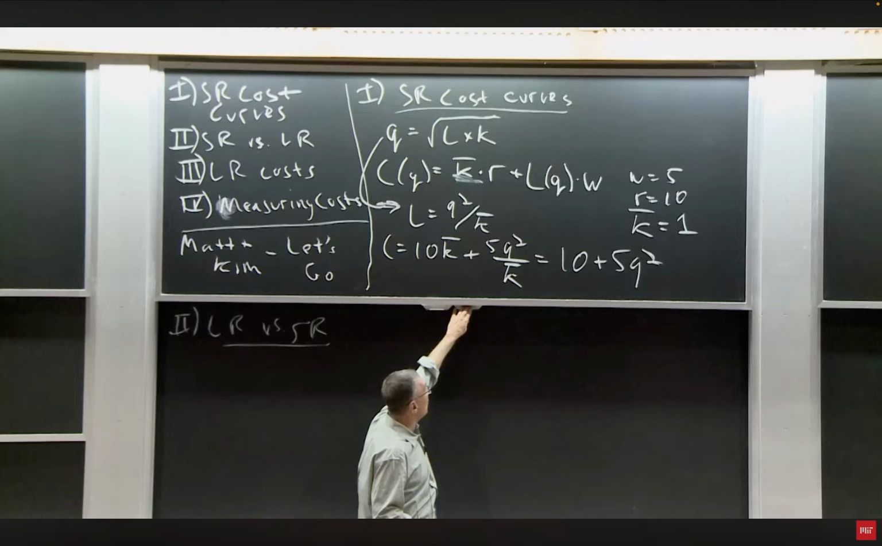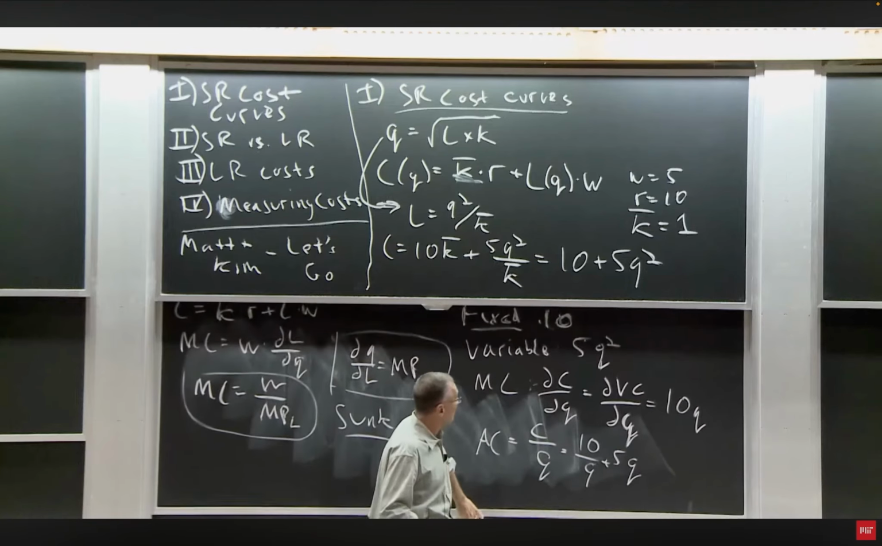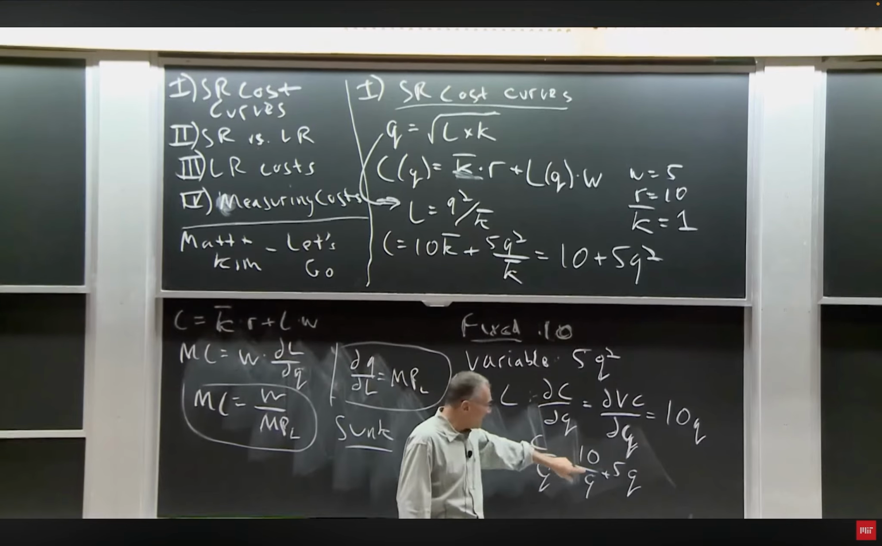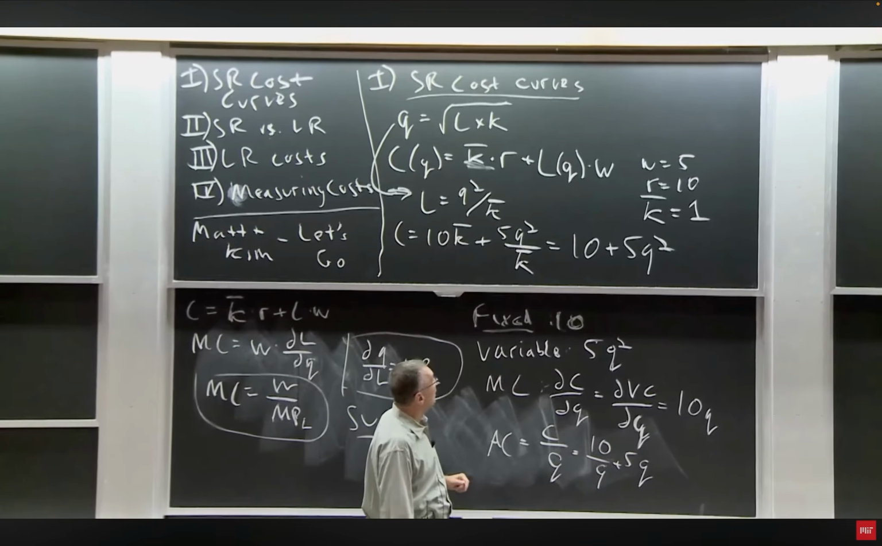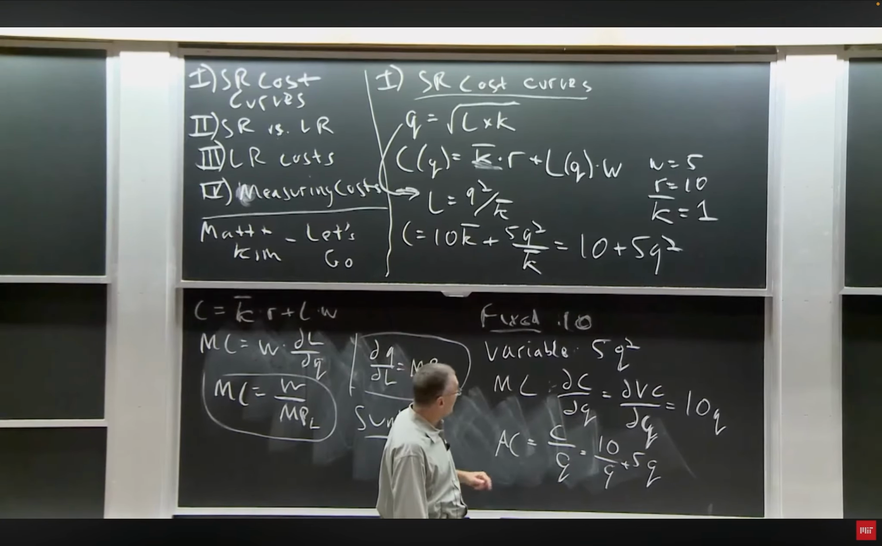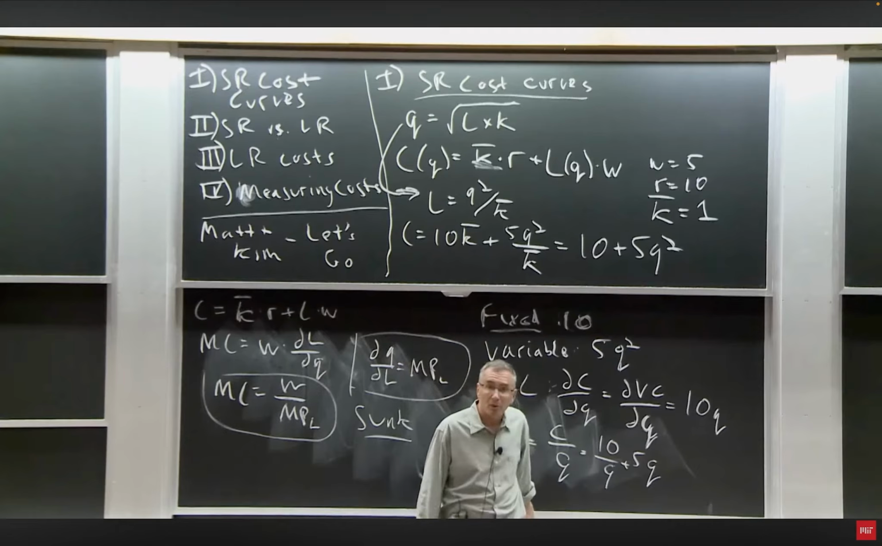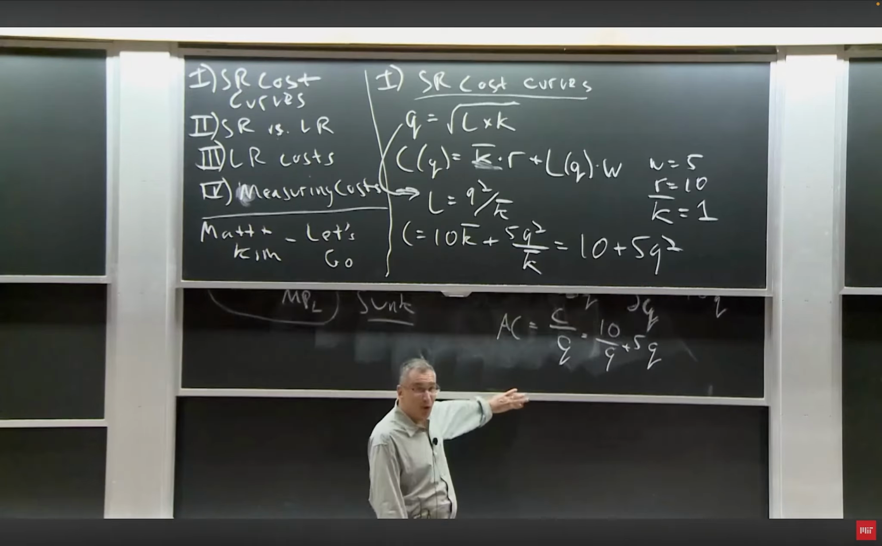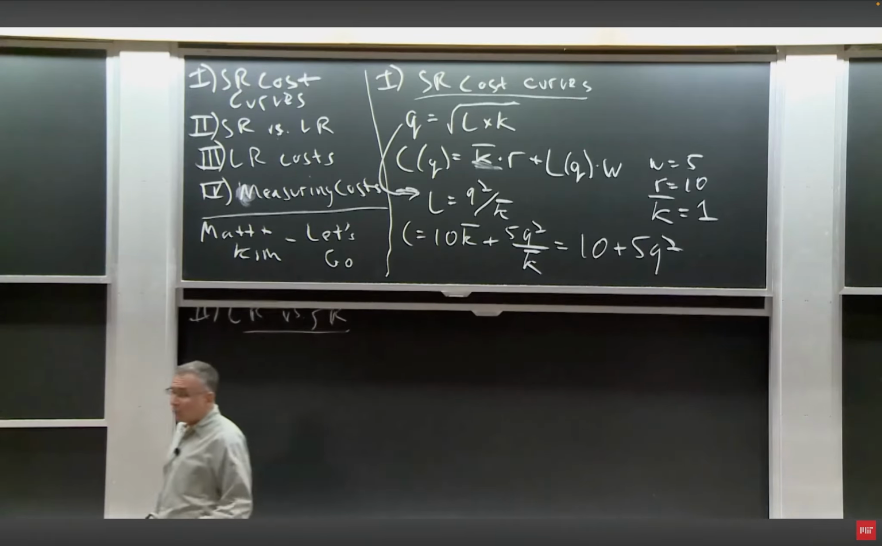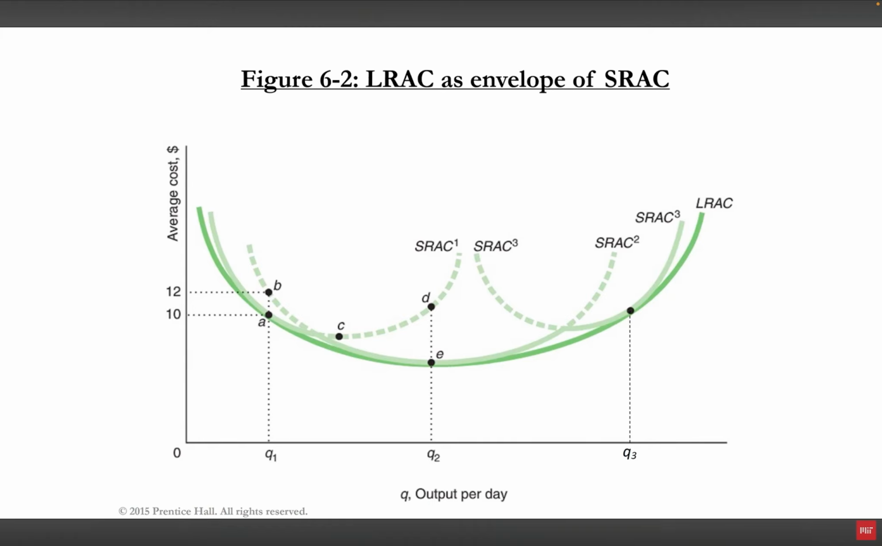My average cost would no longer be 10 over Q plus 5Q. Okay? My average cost would be 20 over Q plus 5Q. Okay? If K-bar changed. So think of these 3 curves as 3 different K-bars. Now the firm in the short run has to choose which one it wants. So for example, SRAC1, that short run average cost curve 1, that would be the average cost curve they'd choose if they think they're not going to produce that much.